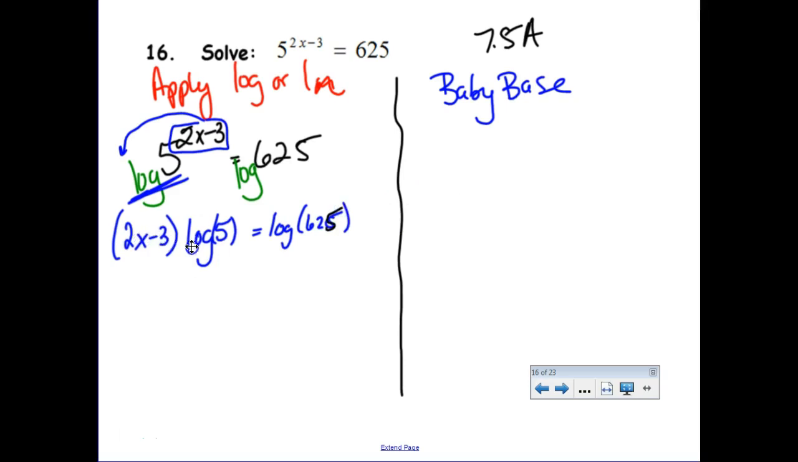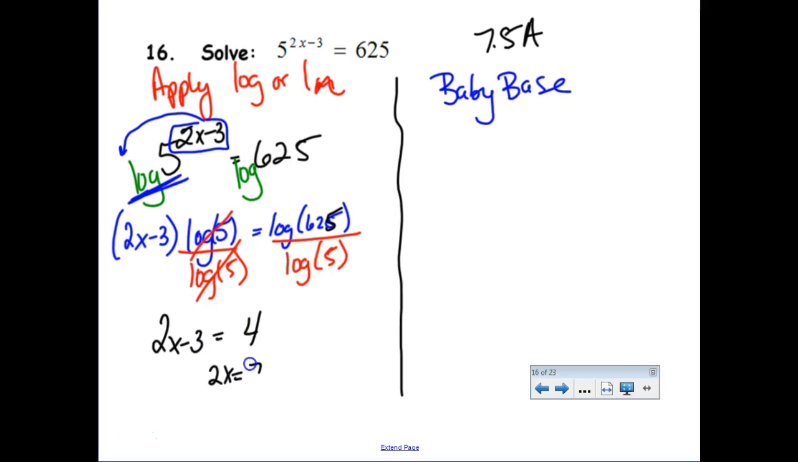If you're trying to solve for x, the first thing I'm going to do is divide this log 5, this gross number, over to the other side. And I'm going to type this in my calculator very carefully. Log of 625, close that logarithm, divided by log of 5. And you end up with 4. So we have 2x minus 3 still equals, now it equals a 4. So when I add 3 and then divide by 2, I get x equals 7/2, or if you wrote down 3.5, that's totally fine.